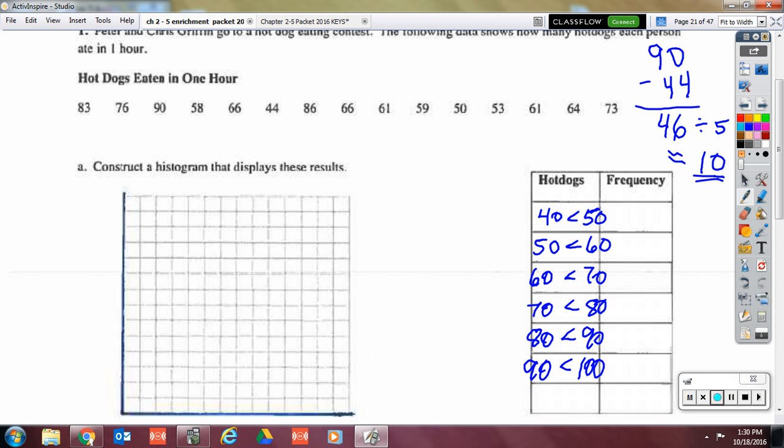So let's now put these things where they need to go. 83 goes in which bin? Okay, so I'm tallying it. So I'm drawing a tally mark right there for that bin. 76 goes in this bin. 90 goes in this bin, and so on. I'm putting a tally mark in the bin that they go in.